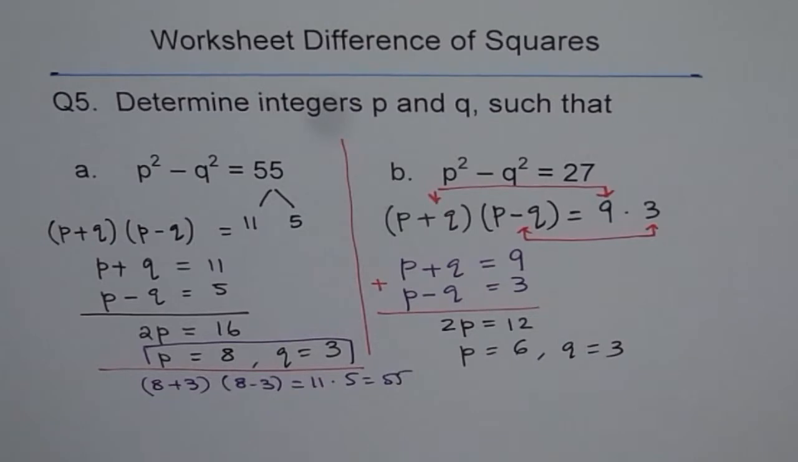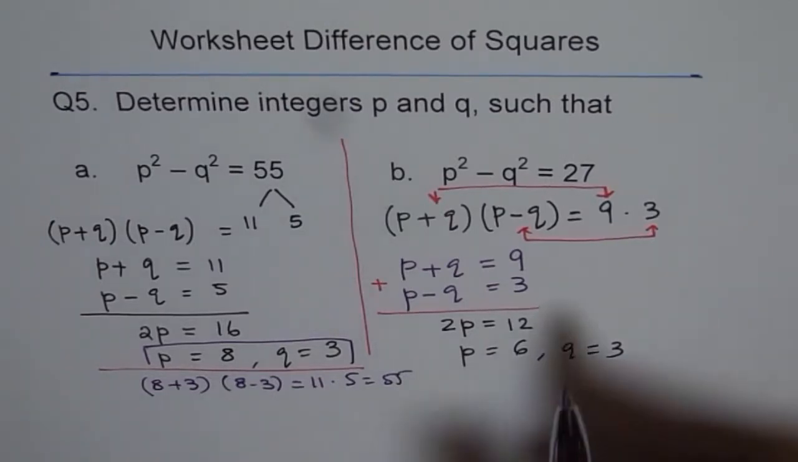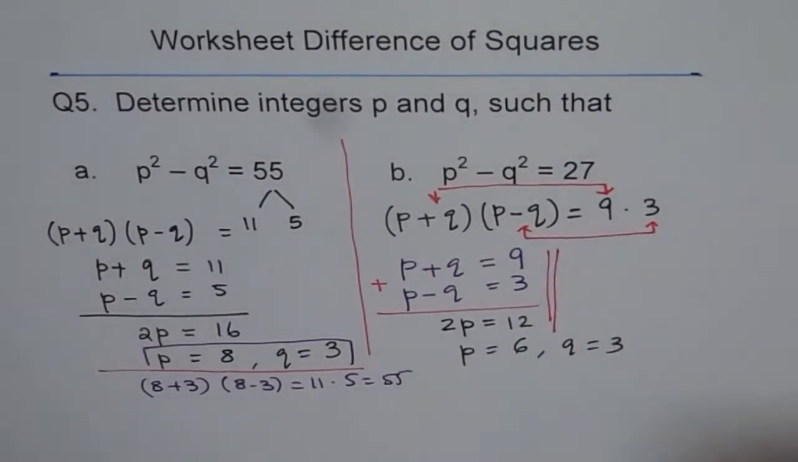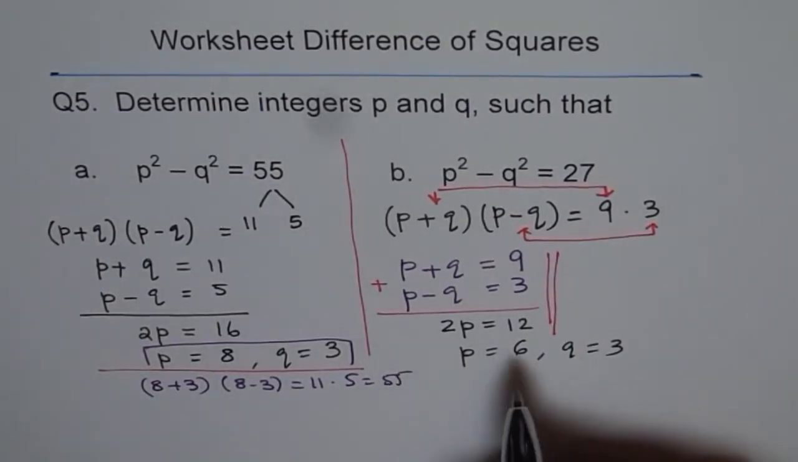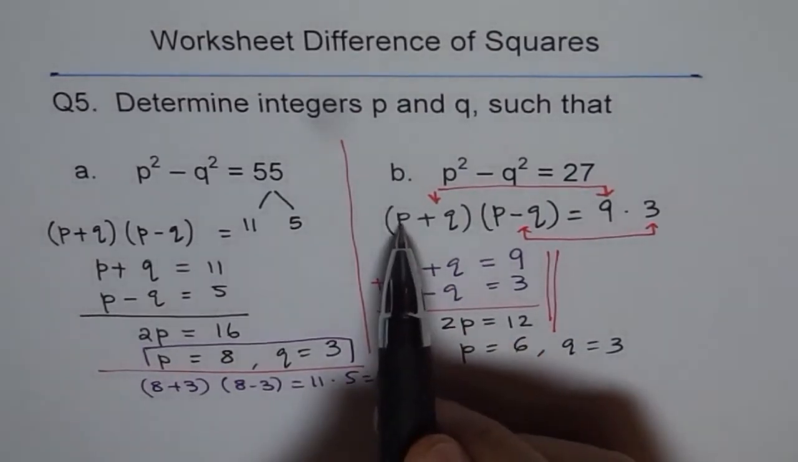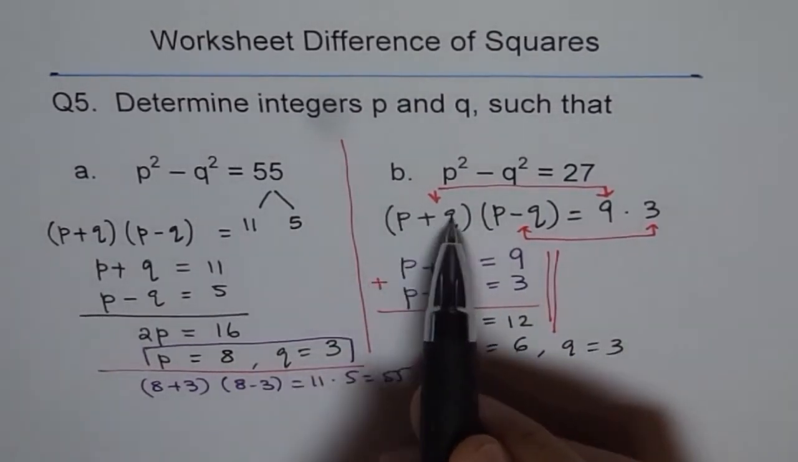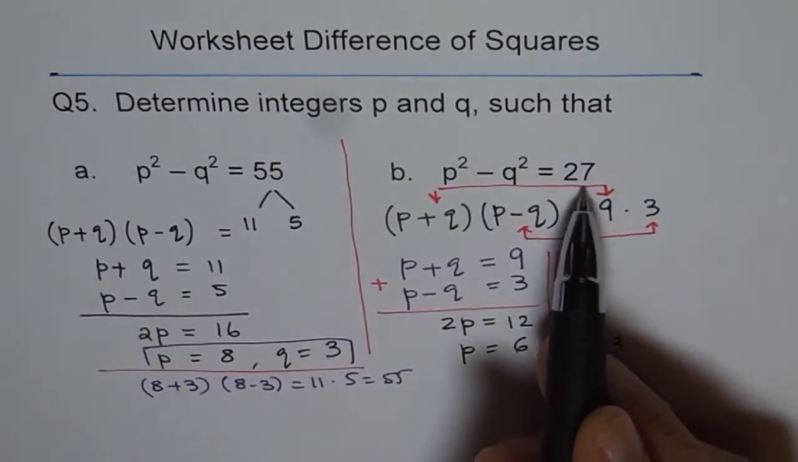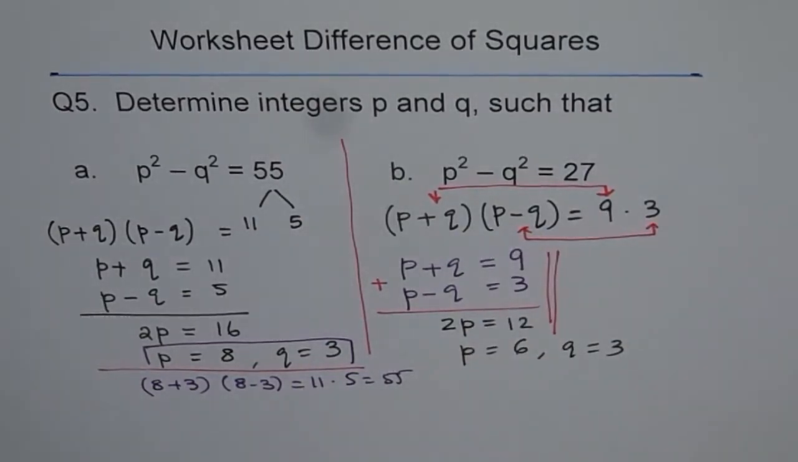It's a good idea to check your answer. How will you check? So let's check it on the right side of this. So we are doing a check here, writing p as 6 and q as 3. So we get 6 plus 3 is 9 and 6 minus 3 is 3. We get 9 times 3, which is 27. Great job. So we have checked it and figured out it works, correct? So it always works, right? So that is how we have done this.